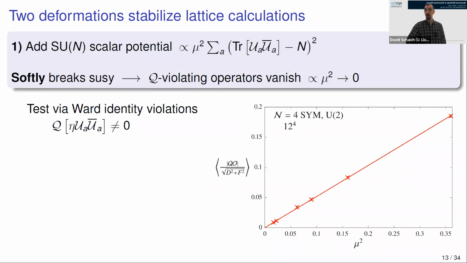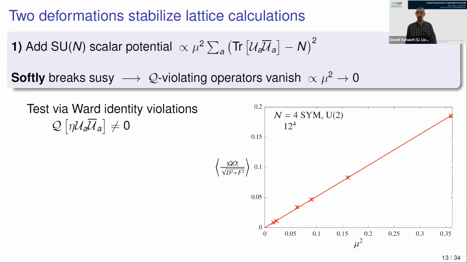So as an illustration of this, we can measure violations of supersymmetric Ward identities that take the form of that twisted scalar supersymmetry acting on some operator. And we can see, normalizing this Ward identity violation by its magnitude, that as mu squared, the tunable parameter, changes, the Ward identity violations go very directly and linearly to 0 in the limit where we turn off this deformation we've introduced by hand to regulate numerical calculations.